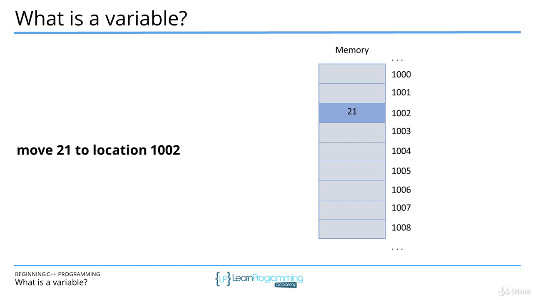Imagine saying something like, move 21 to memory location 1002. In many very low-level languages, this is sometimes what we do. However, most programming languages allow you to associate a name with a memory location. Let's see the same example using a variable.